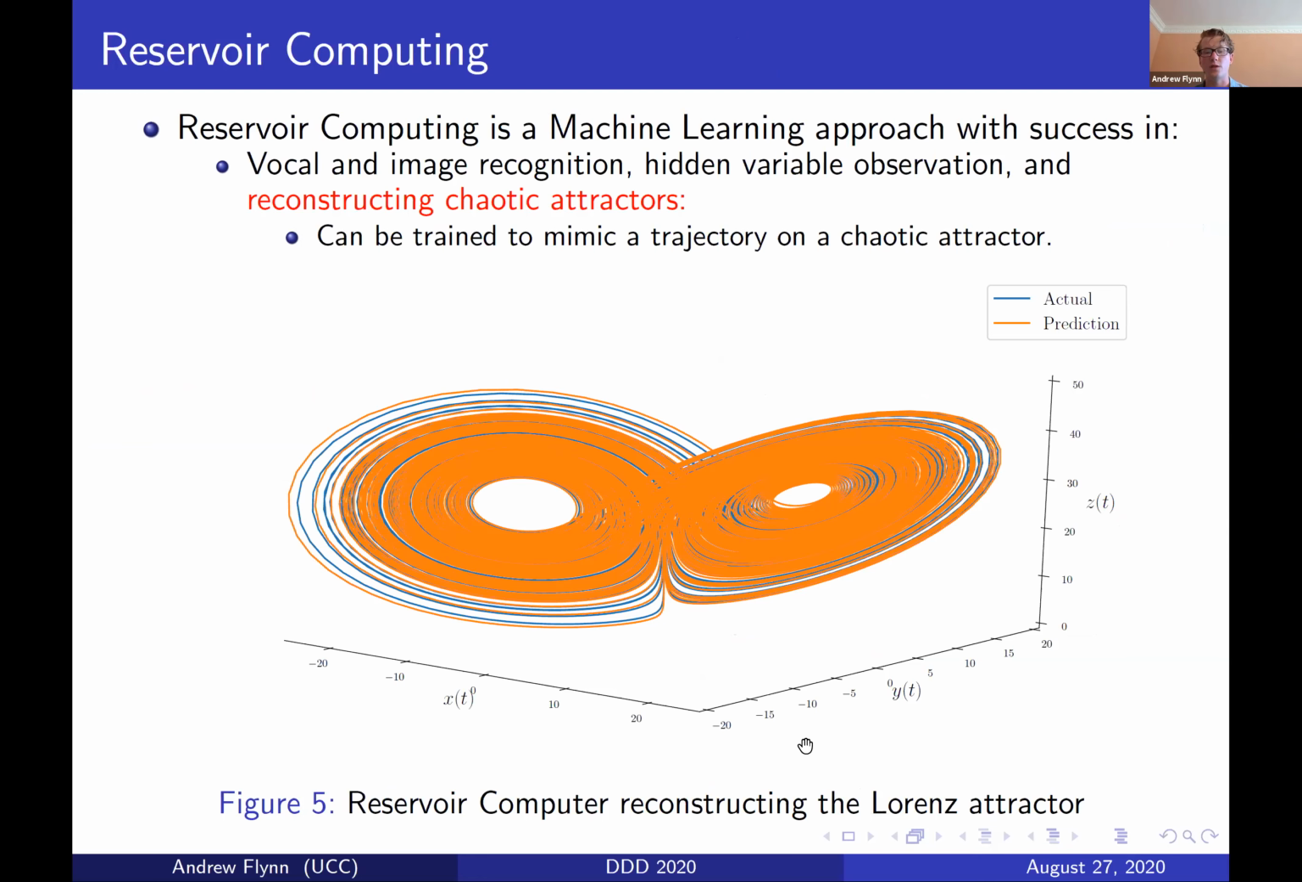So here we have the reservoir computer in action. This reservoir computer was essentially trained to imitate the dynamics on the famous Lorenz attractor. So we have the actual trajectory on the Lorenz attractor in the blue, and then the reservoir's prediction in the orange. So we see it's a nearly perfect match. It's able to follow the dynamics in a very similar manner.